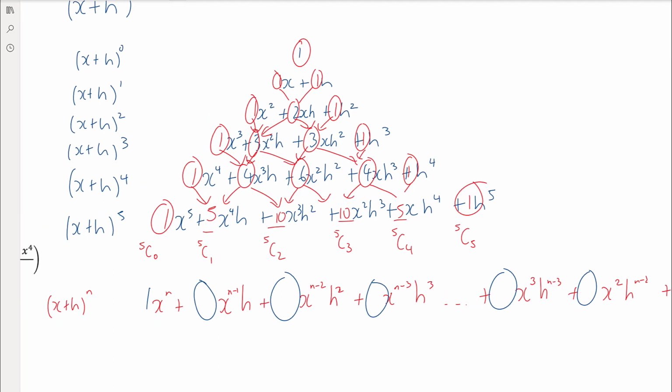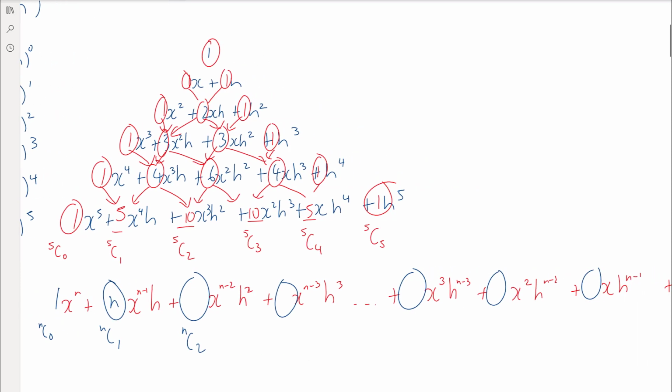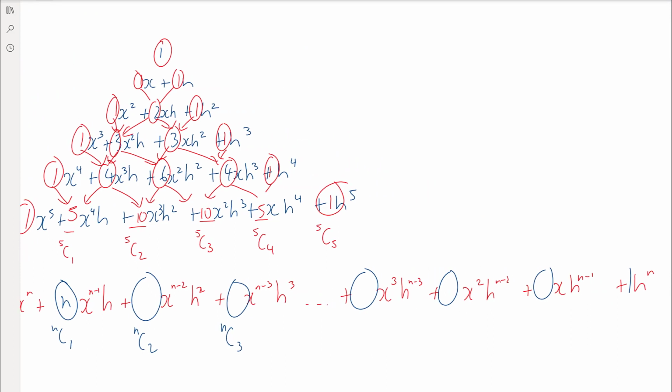So this is technically n choose 0, which is 1. This is going to be n choose 1, which is n. This is going to be n choose 2, which we could get an ugly algebraic expression for, but we won't. n choose 3, etc. This will be n choose n. So this is n choose n minus 1, this is n choose n minus 2, this is n choose n minus 3.